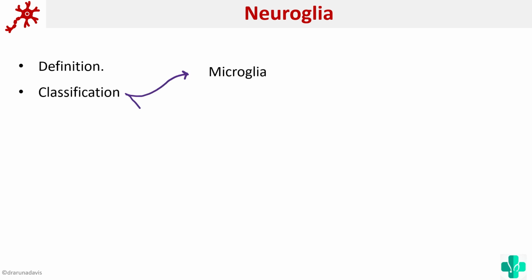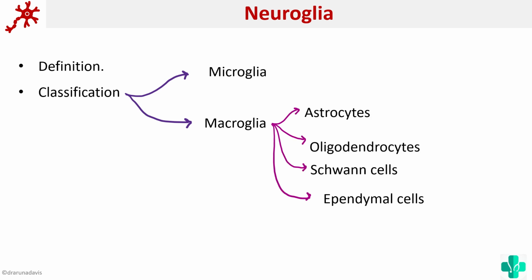Thus, for neuroglia, we've seen the definition, what neuroglia is, and what the classification is. We said it can be classified into microglia and macroglia. Macroglia can again be classified into astrocytes, oligodendrocytes, Schwann cells, and ependymal cells. We've seen the function of each as well as the applied aspect.